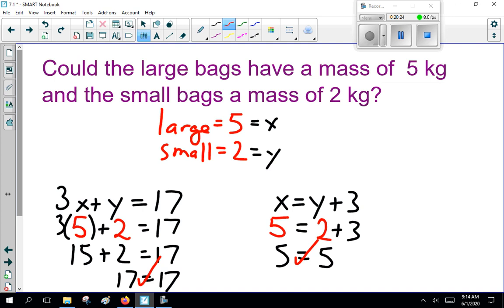So remember to answer the question. Could the large bags have a mass of 5? Yes. So on the quiz question, it's yes or no, and prove.